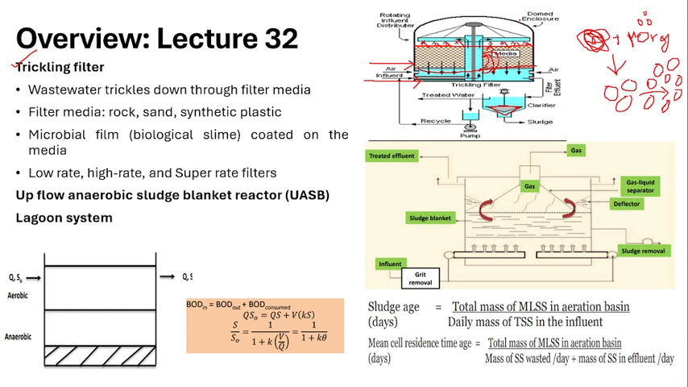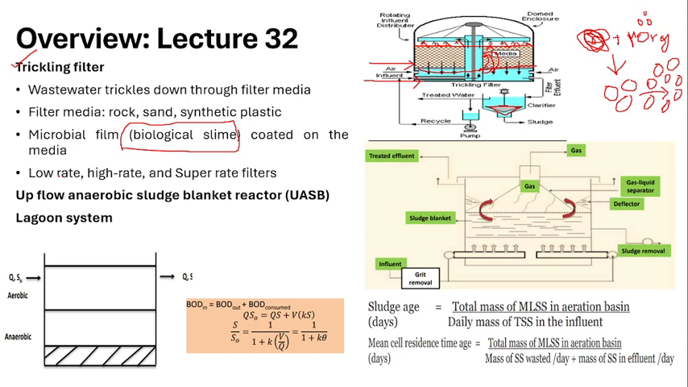the distribution system. So typically this medium has rock, sand and synthetic plastic. This is the composition of the filter media, and the microbial film, which is the biological slime, is coated on the media. When the microorganisms grow in size and in numbers, this slime will become very thick and it will fall off after some time. So with the clear water, the slime is also collected, and this is collected as the sludge.